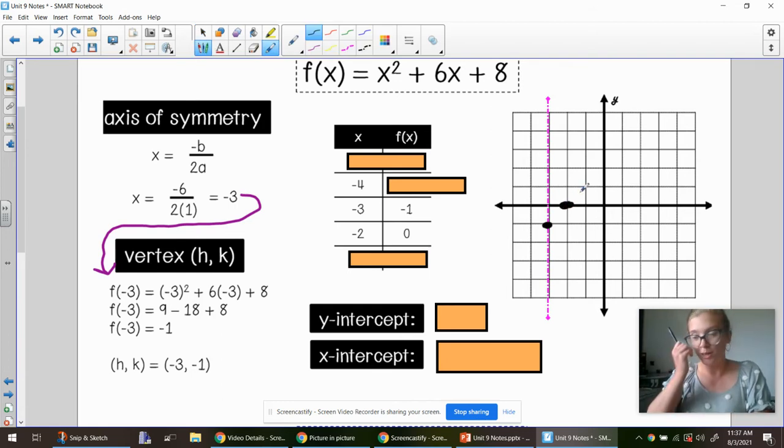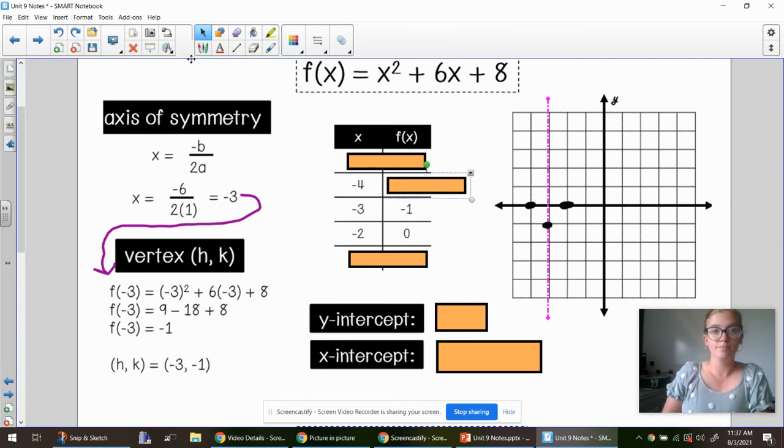What's awesome about quadratics is we only have to do half the amount of work. This axis of symmetry says that anything on either side is the same. So if I have a point at negative 2, 0, I know I'm going to have a point at negative 4, 0.